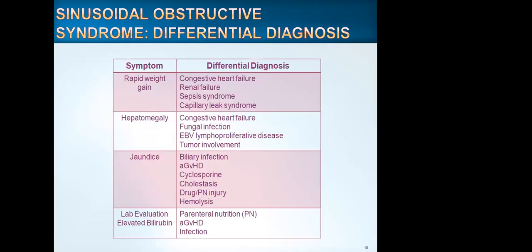The differential diagnosis includes conditions with rapid weight gain, such as congestive heart failure, renal failure, sepsis syndrome, and capillary leak syndrome, where weight may also go up. Hepatomegaly can also happen in congestive heart failure, fungal infection, EBV, and tumor involvement. For jaundice, the differential includes biliary infections, GVHD, cyclosporine toxicity, other drugs, and hemolysis. Parenteral nutrition, GVHD, and infections can also raise bilirubin.